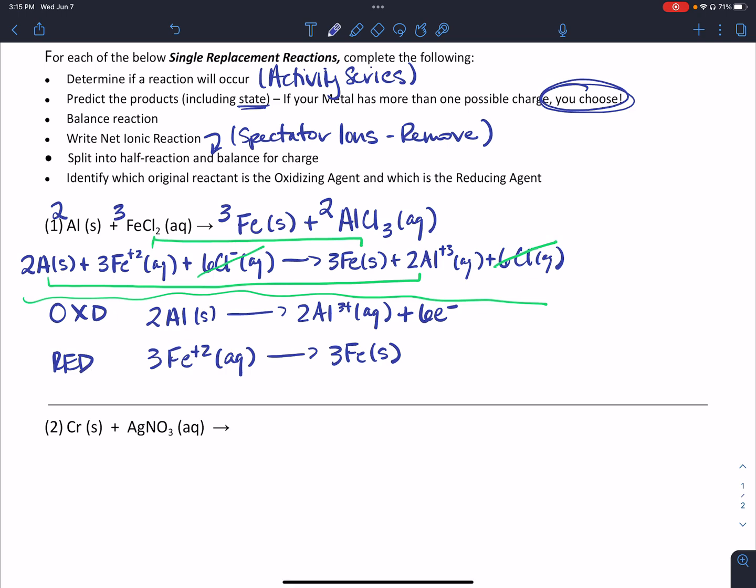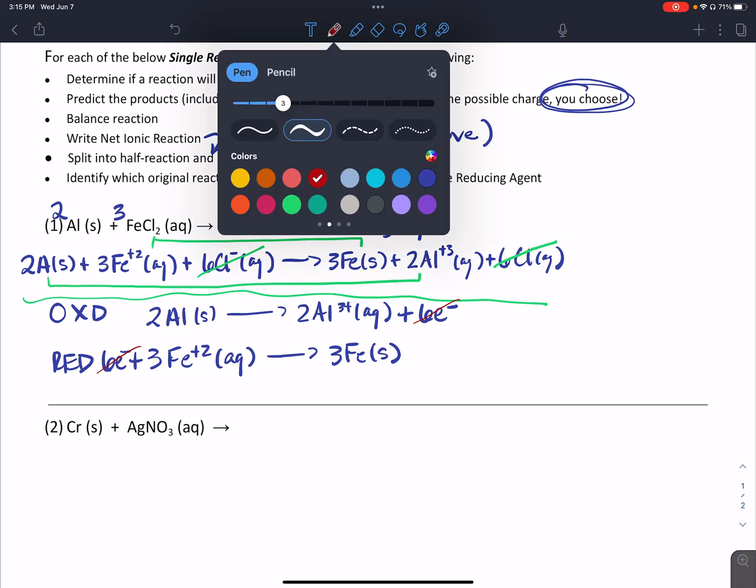All right, then to balance for charge, I have a neutral charge on my product side and a +6 on my reactant. So I'm going to need to have 6 electrons as a reactant, which is what I would expect for a reduction reaction. All right, and if I look, everything looks good, everything's balanced, and my electrons are going to cancel on the 2 sides. So I know I've got the right number.